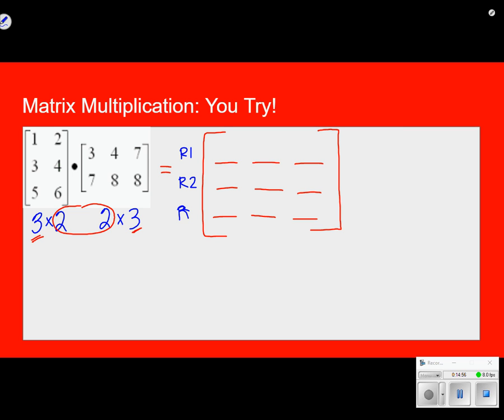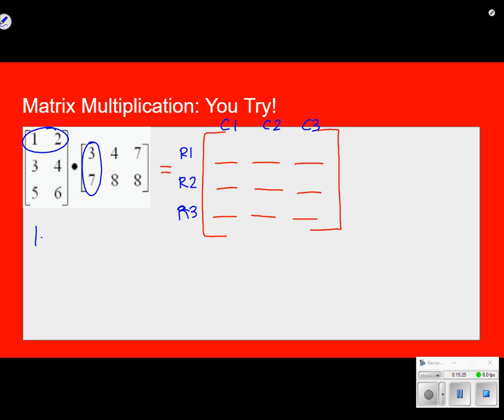And you want to have some sort of pattern, kind of like what I'm doing. I'm doing one row and then using each of the columns. You want to have some sort of pattern so that you are not just all over the place. You have a logical pathway. So let's do row 1 times column 1.